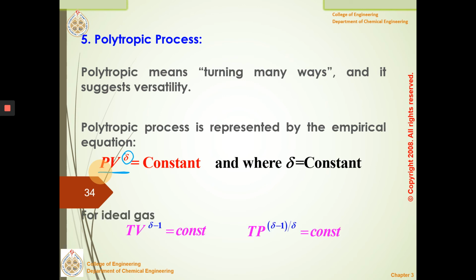To make this clear, I put PV^delta equal to constant, TV^(delta-1) equal to constant, TP^((delta-1)/delta) equal to constant. Wow, that reminds us of which process? Anybody remember? Can you write for me in the chat or using the mic? Adiabatic, exactly. Thank you very much, Muhammad. Who else? Yes, the adiabatic, Abdurrahman, that's true. It reminds us of the adiabatic, but instead of gamma, we put delta here.